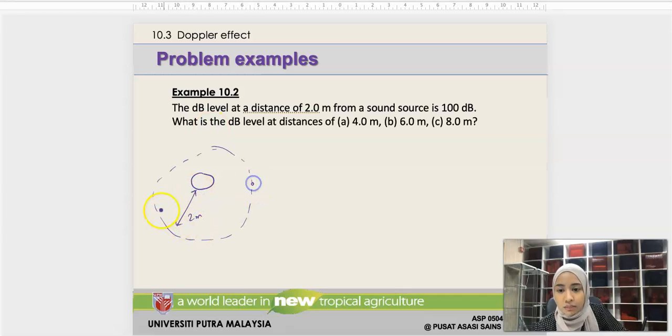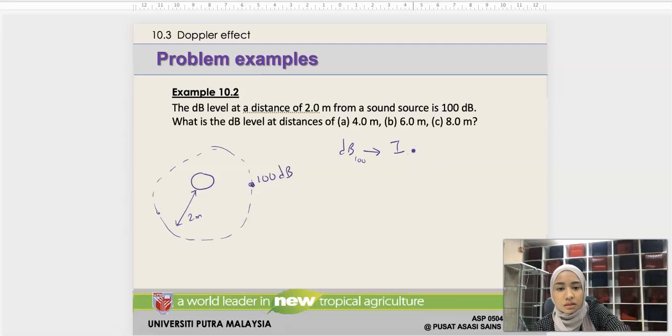Okay, it can be here, it can be here, as long as it's 2 meters away. So the dB level at this point is 100 dB. What is the dB level at distances of 4 meters, 6 meters, and 8 meters? So what you should do is convert dB to intensity, right? So this is your first dB, dB 100, intensity 100.